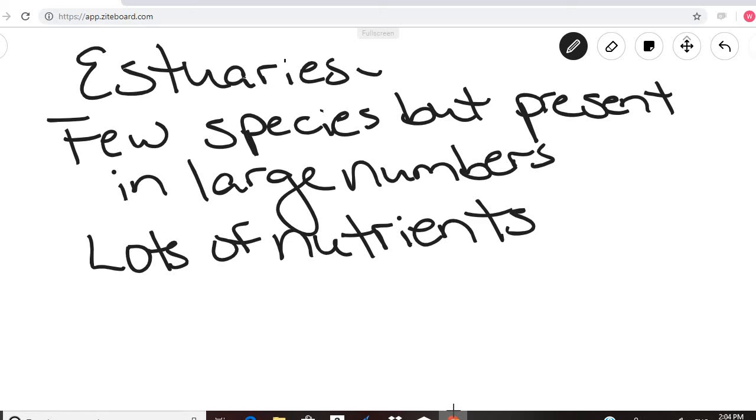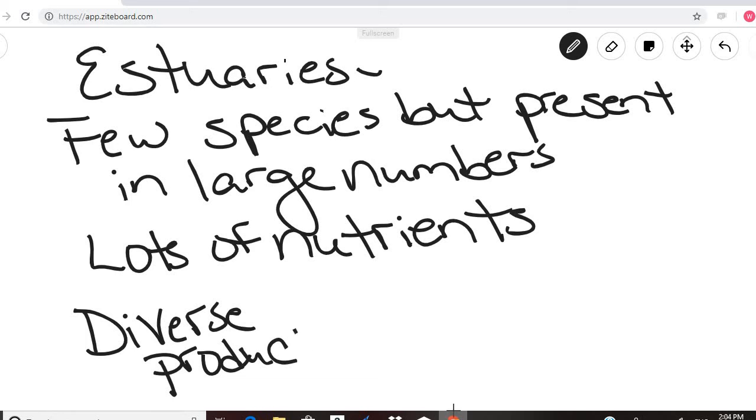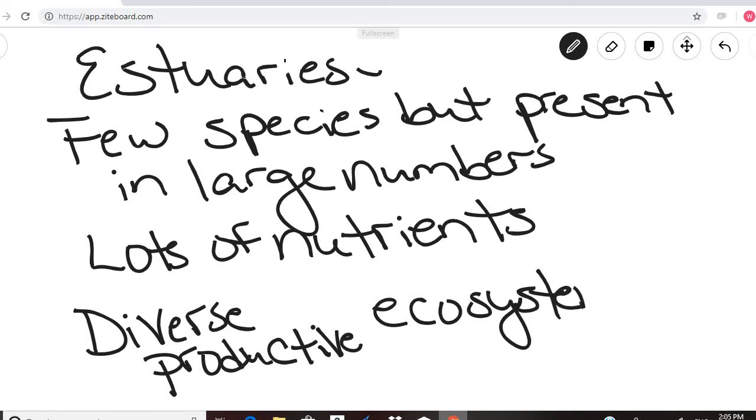So estuaries can be very diverse, and they can be very productive ecosystems and help to contribute to the balance that we see in nature. Okay, so that, I know that's a lot, but that covers modules 9 and module 10 for Cornerstone Marine Biology.